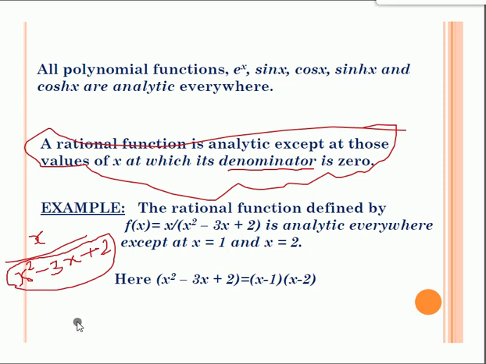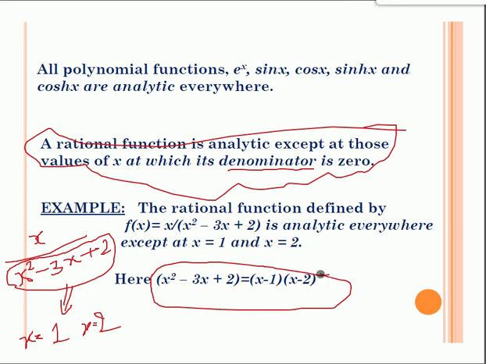If I substitute x equal to 1, then what will happen? 1 square minus 3 plus 2, so 1 minus 3 is minus 2, plus 2 is 0. That means x square minus 3x plus 2 will become 0 at 1 and 2. When I substitute x equal to 1, that will become 0. When I substitute x equal to 2, that will become 0. That means the denominator will become 0 at 2 points, x equal to 1 and x equal to 2.